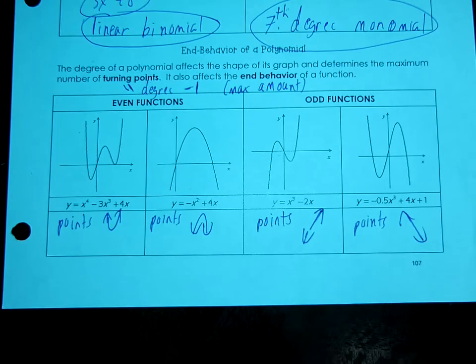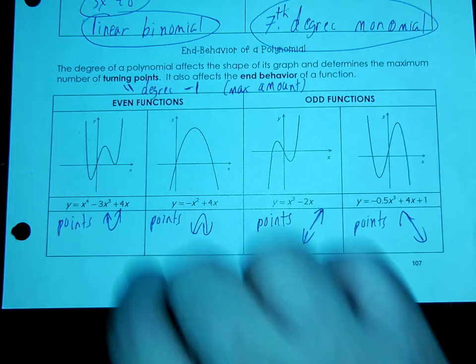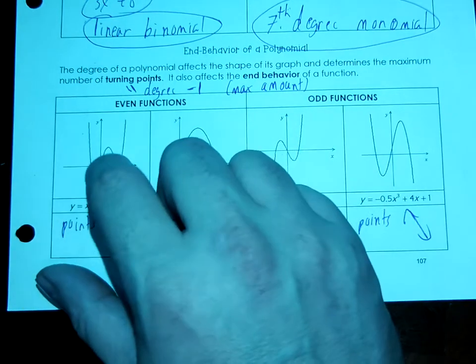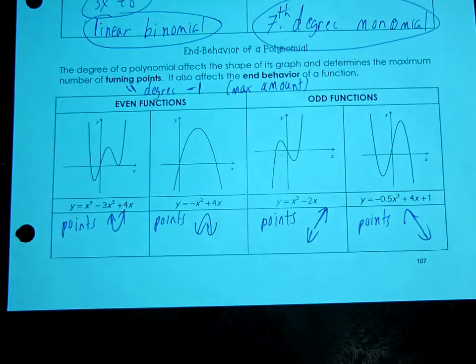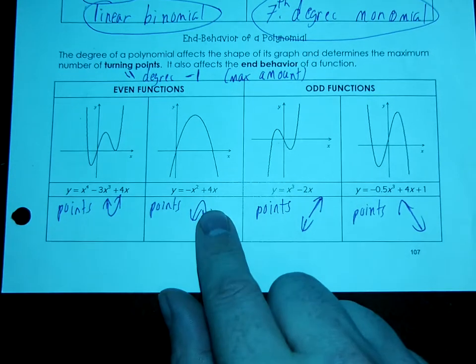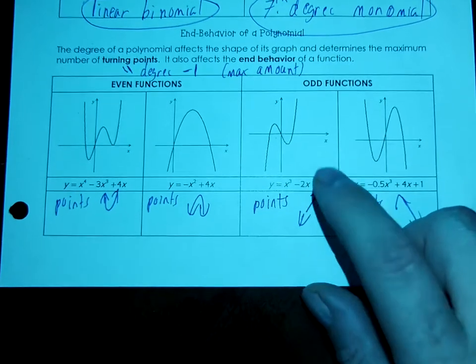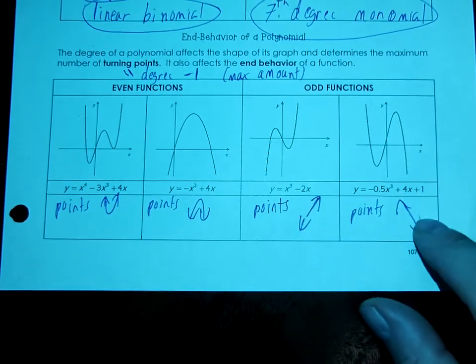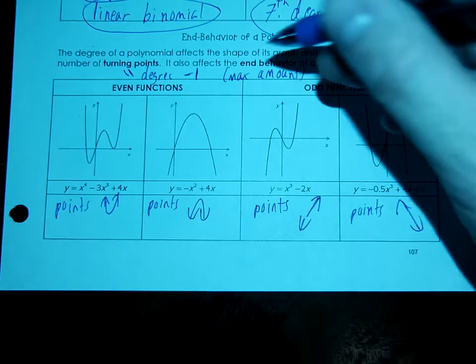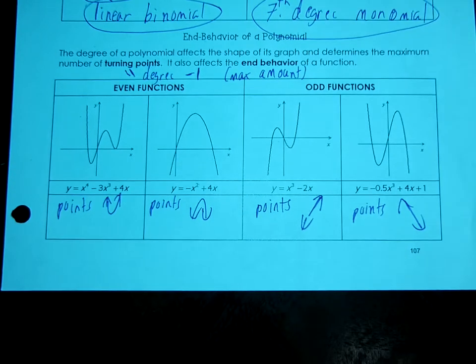Now, if I want to write that in terms of as x approaches infinity, you can do that too. So as x approaches infinity, it points up. And as x approaches negative infinity, it points up. What I prefer to do is just to state what it does. It points up on both sides. It points down on both sides. It points up on the right, down on the left. Up on the left, down on the right. That's what we mean here by end behavior. Which way the graph points. Frown or smile.